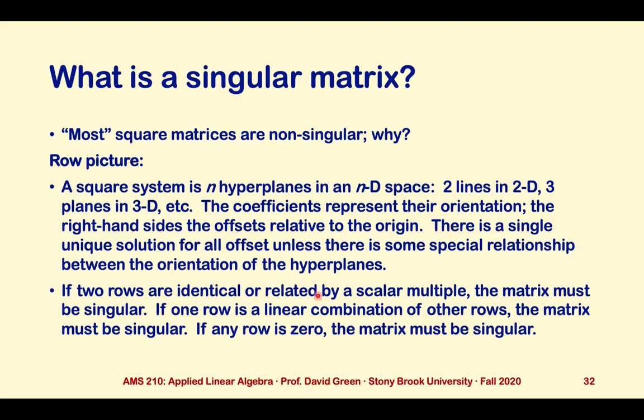Fundamentally, singularity from the row picture means that the system of planes, or system of hyperplanes, have linear dependence among them. They're not truly independent planes.